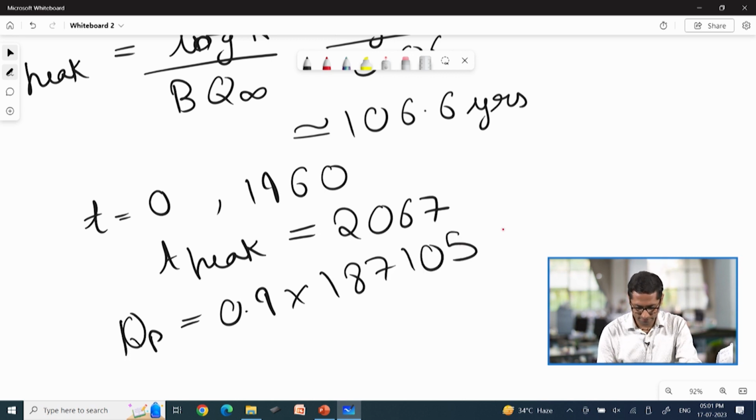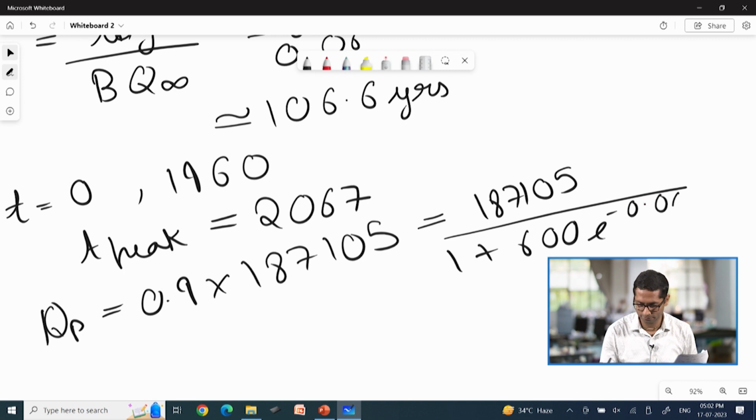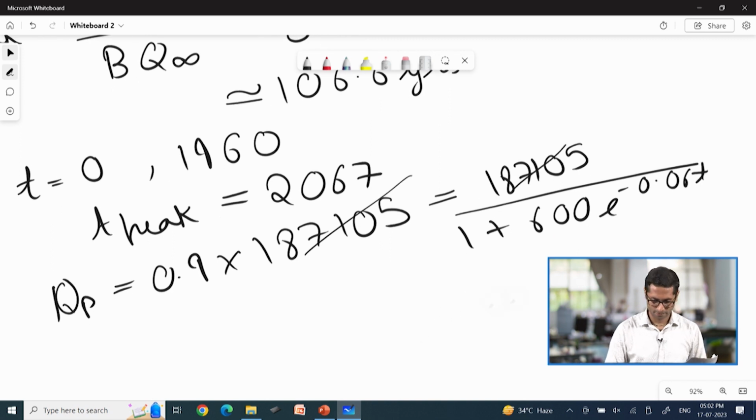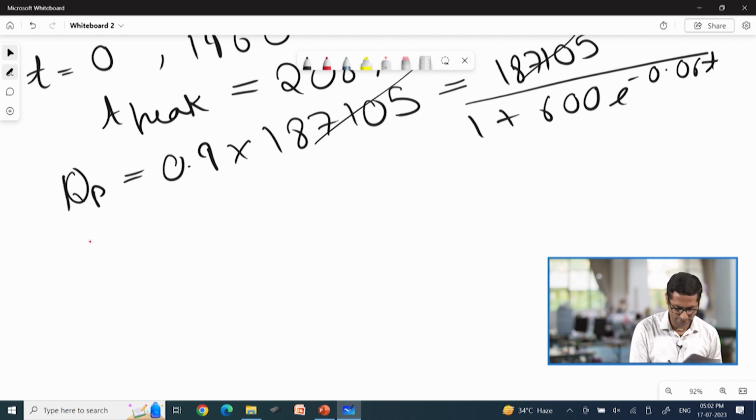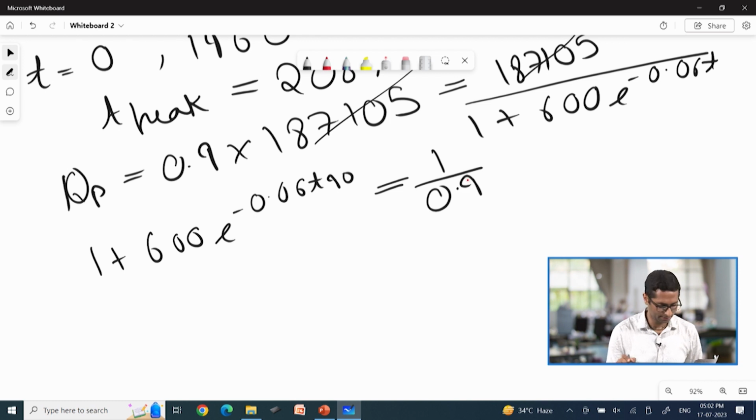and this I am equating with the term 187,105, which is the equation, and I divide that with 1 plus 600 e raised to power 0.06 into T. So, we would have these two terms cancel out each other, and what remains is 1 plus 600 e raised to power 0.06 T, and this is basically T90 when 90% of this particular reserve has been utilized, and what we have on the RHS is 1 divided by 0.9.